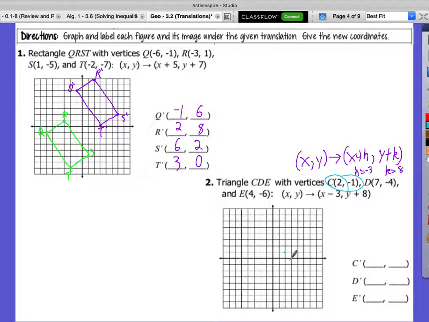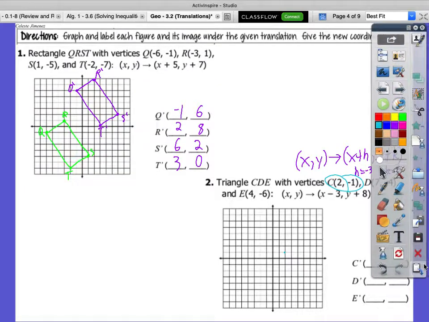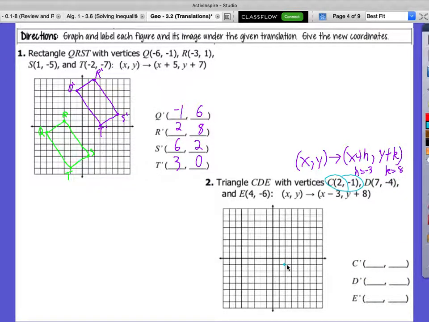Riley, good job. Over 2. See, I did that on purpose. And then the next one is 7, -4. So you go over 7 and down 4. You should write the letters. Okay, you know what? We'll get there. And then the next one is over 4, down 6. Cool?